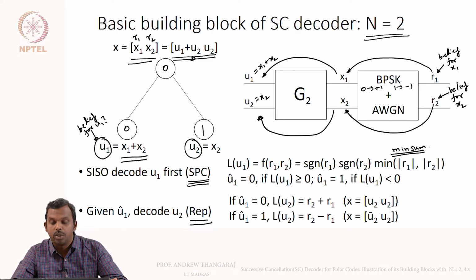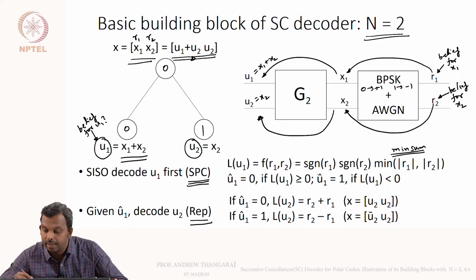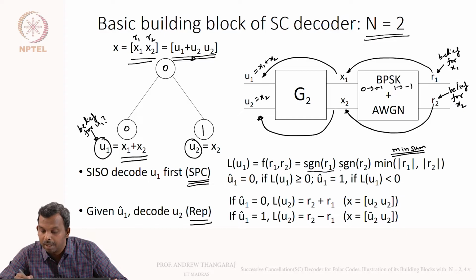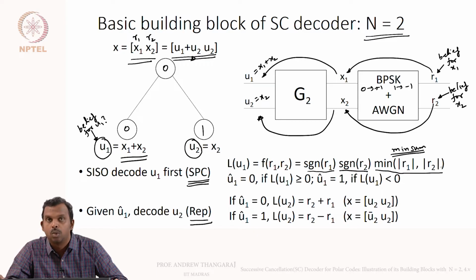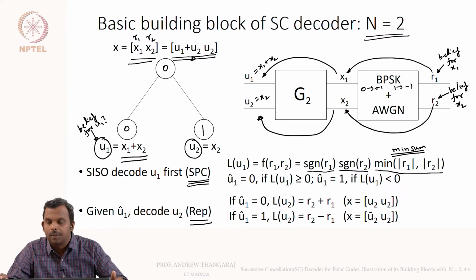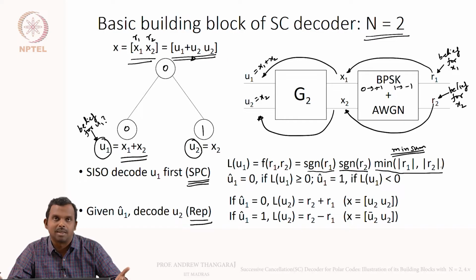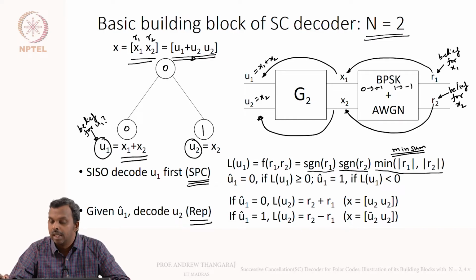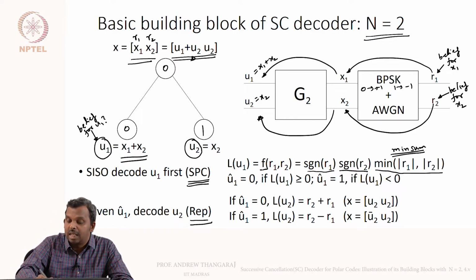How do I use the min sum method? I take the sign of R1, multiply with the sign of R2, and then take the minimum of the two absolute values. You can also use tanh and log tanh and get more accurate soft information based on the XOR, but let's use min sum. We've seen min sum is close enough, and this min sum function I will call f.